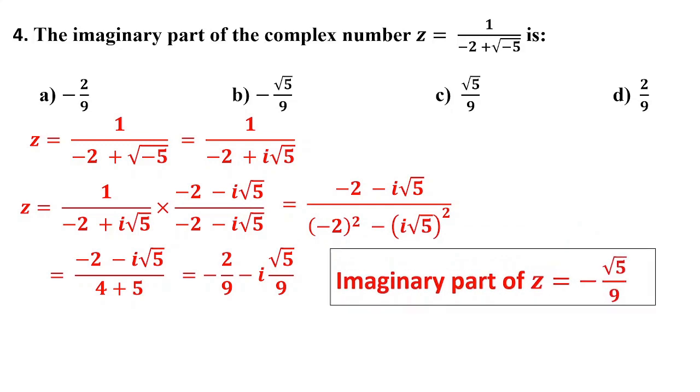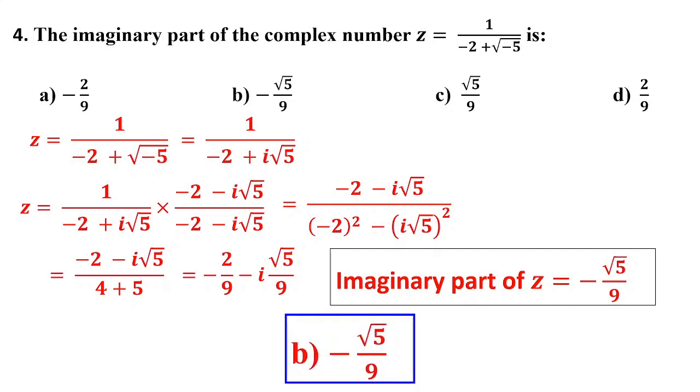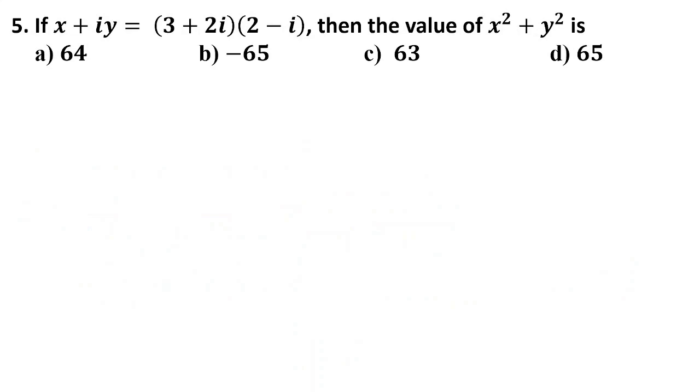Therefore, the imaginary part is minus root 5 by 9. We are using that a plus b into a minus b is a square minus b square. The imaginary part is the coefficient of i. So that is minus root 5 by 9. Therefore, the answer is B. Go to question number 5.